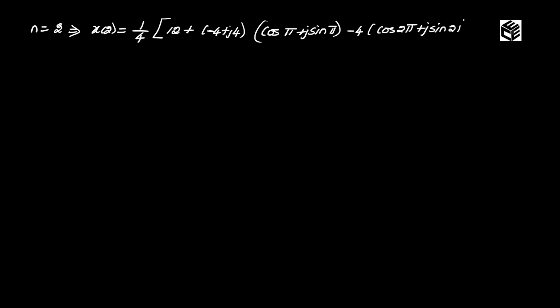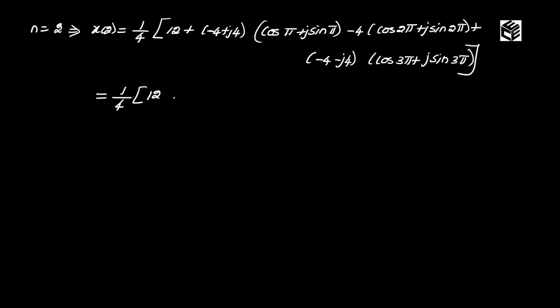Therefore I will get the expression as x of 2 is equal to 1 by 4 into 12 plus minus 4 plus j4 cos pi plus j sin pi minus 4 into cos 2 pi plus j sin 2 pi plus minus 4 minus j4 into cos 3 pi plus j sin 3 pi. As you know, sin n pi is equal to 0. So I am neglecting all the sin terms. 1 by 4 into 12, cos pi the value is minus 1. So I will just multiply this. That is plus 4 minus j4 and cos 2 pi the value is 1.